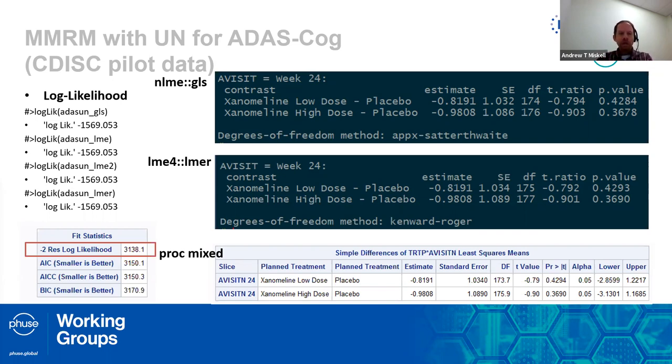If you look at the bottom, if you multiply the result you get from R, 1569.053, by minus two, you get within a couple decimal points the same value you see for SAS. At the same time, if you go over to the right side, the estimates we get from SAS in this case match almost precisely what we got from R. You look at the estimates, the standard error, the p-value: very, very close differences.